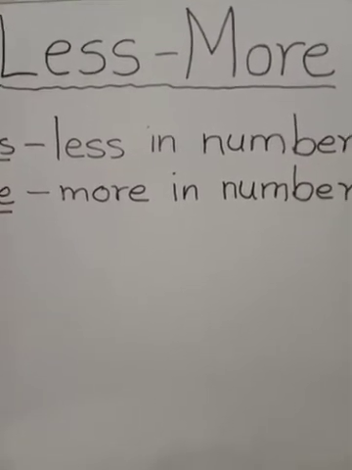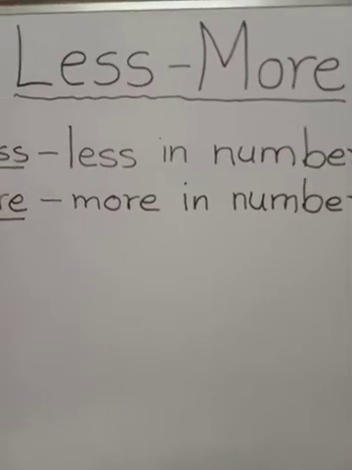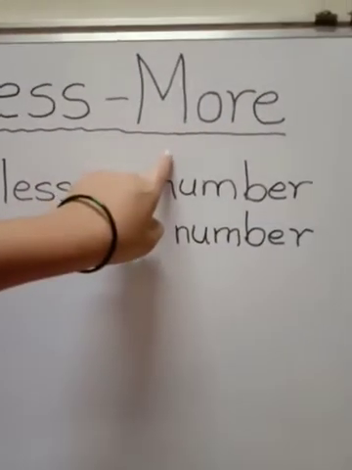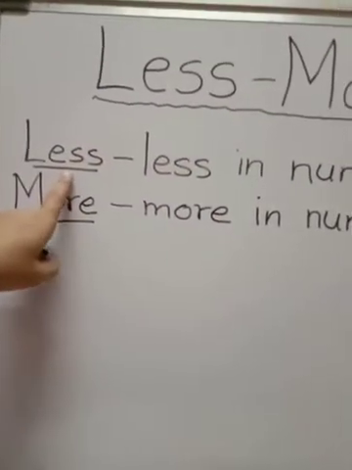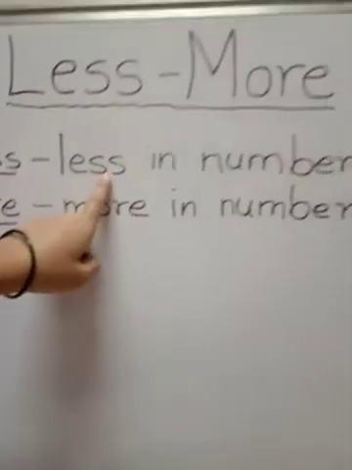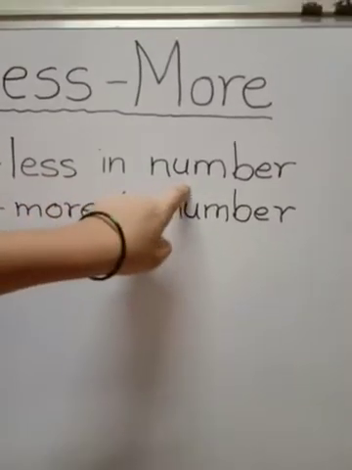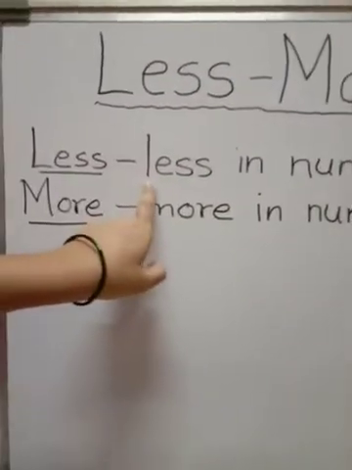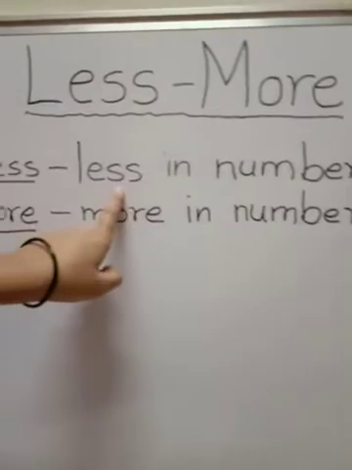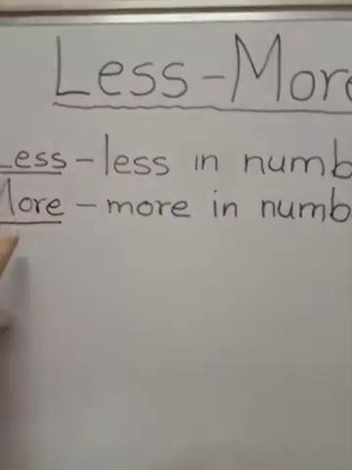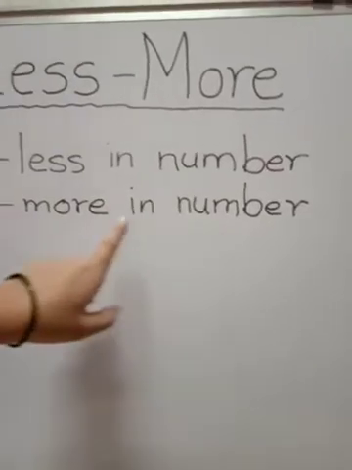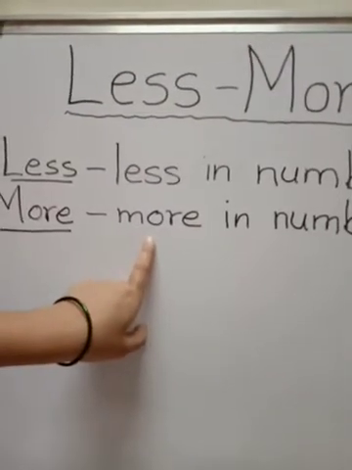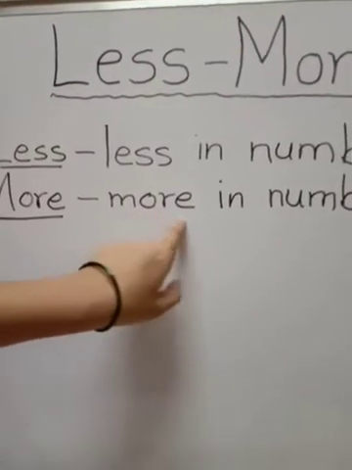Now let's begin with the new topic, that is less more. Children, less means what? Less means objects which are less in number. Less means fewer. And more means more in number. More means ज़्यादा. Objects which are more in number.